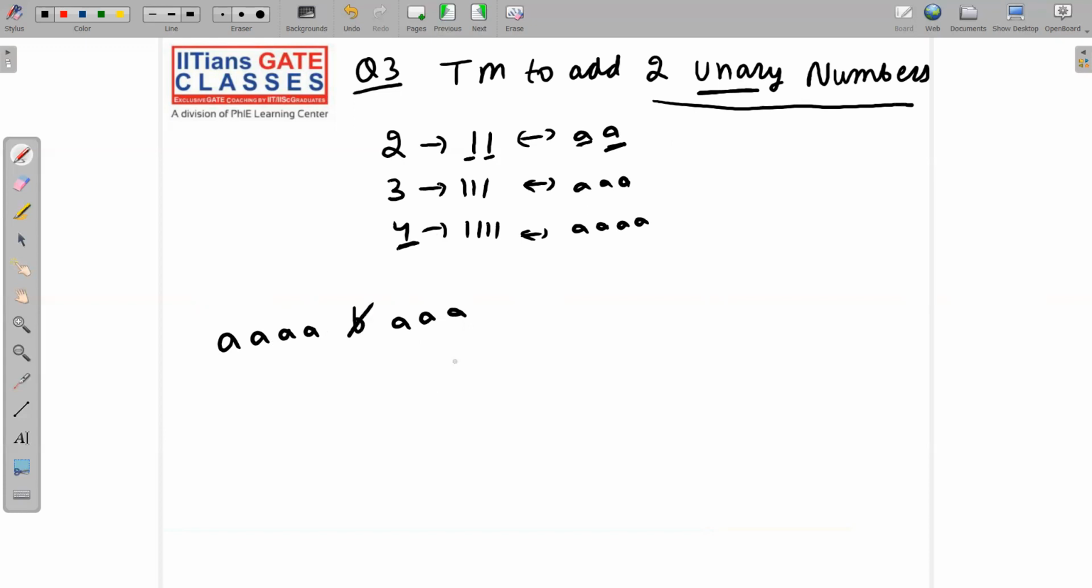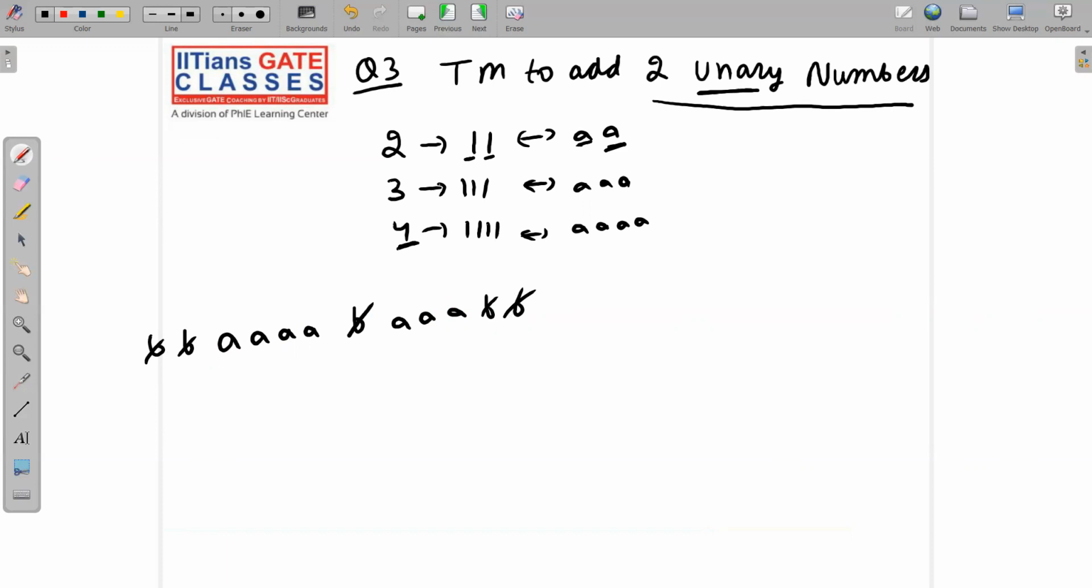And in between them we should have a blank so that we can differentiate between these two numbers. That means we have two different numbers. So first number followed by blank, then followed by second number. This is the scenario. And here we will have blank, blank, blank, blank, and so on.